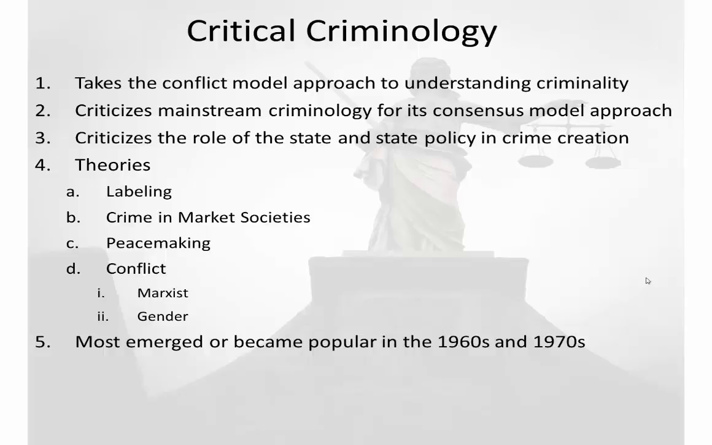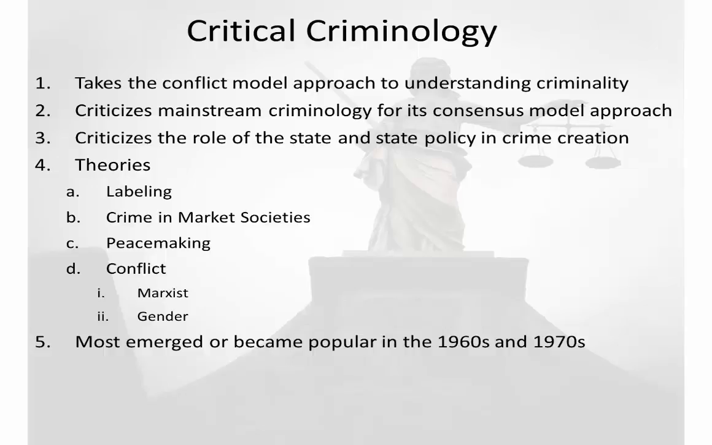So, if you recall, probably from like the first week of the semester, we discussed a difference between the consensus model and the conflict model. Under the consensus model, everyone in society agrees that an act should be considered a crime. There is the assumption that society is a stable entity in which laws are created for the general good of the people.